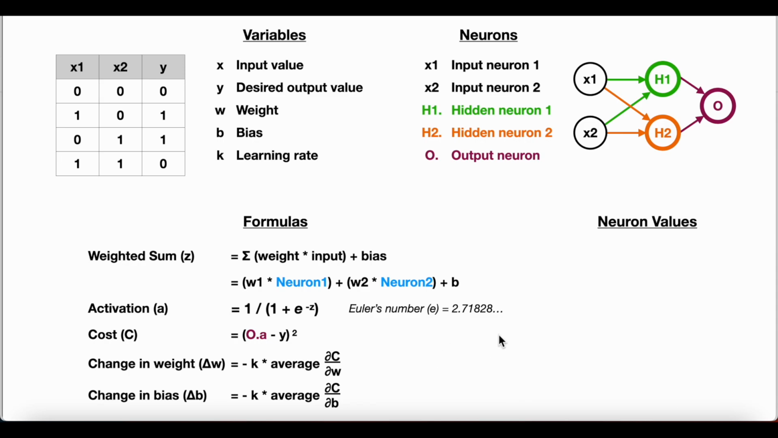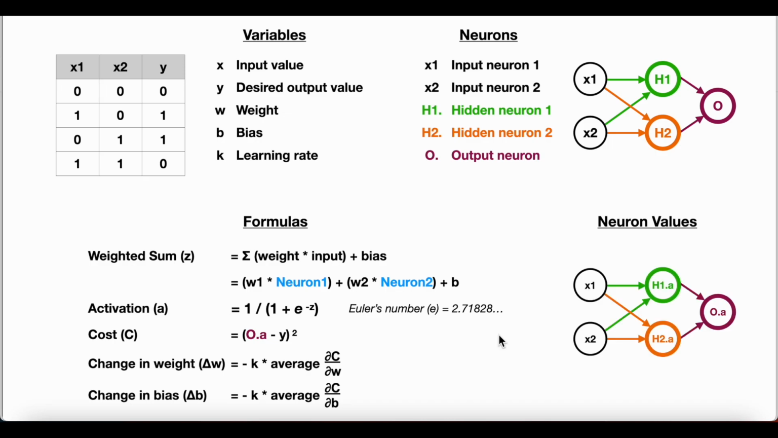The neuron values, we have the input values x1 and x2, and then we're going to calculate h1.a as the activation for the h1 neuron, h2.a, and output.a.